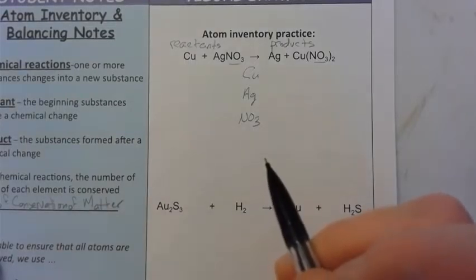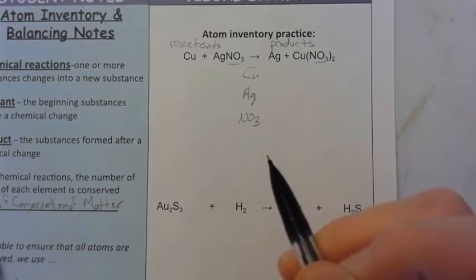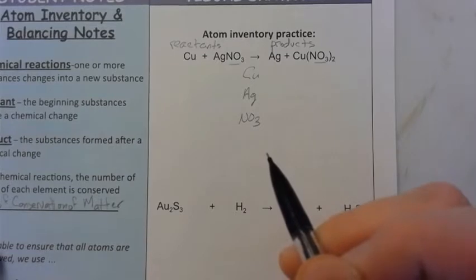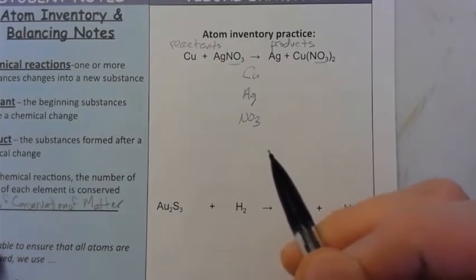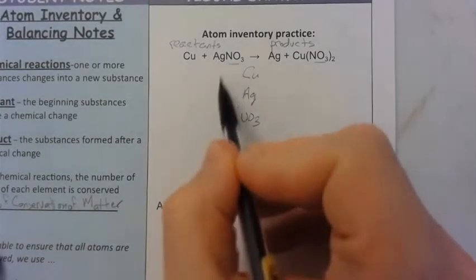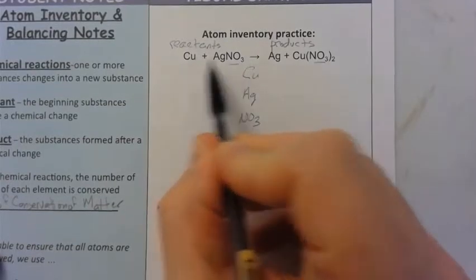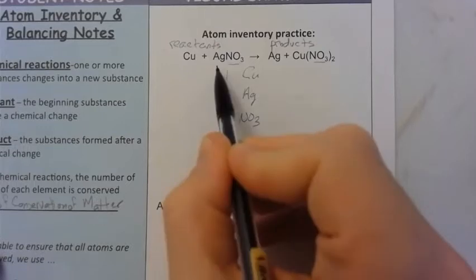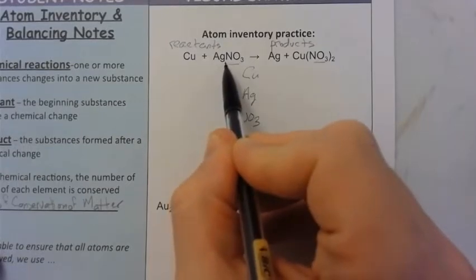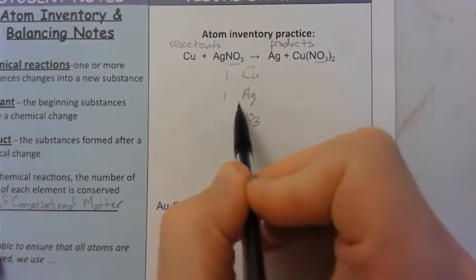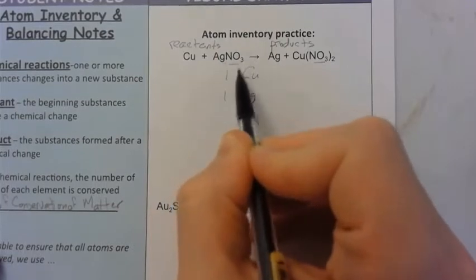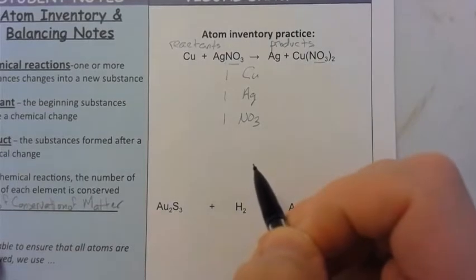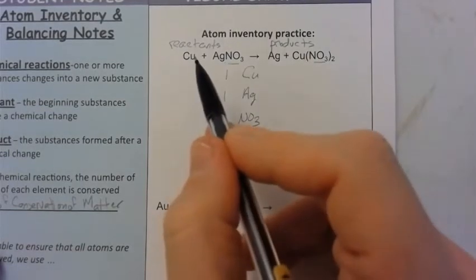We take an inventory. If you've ever had to stock shelves at a grocery store, they want you to count up how much of each grocery item you have so that they know what's in their inventory. So on the left side of your inventory, we've got only one copper atom, so we're going to count it as 1. We've got only one silver atom because there's no number after Ag. And then NO3, we see no parentheses, so there's one NO3 group. So we've got one of each of those in our inventory on the reactant side.